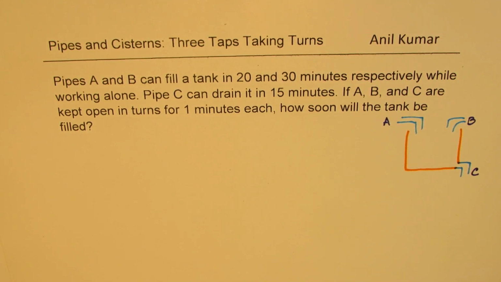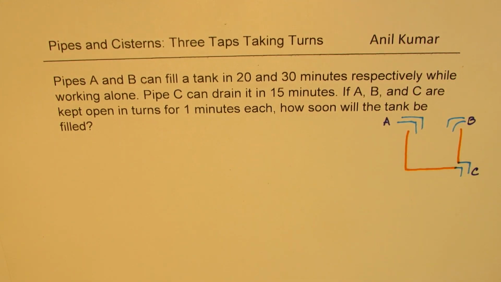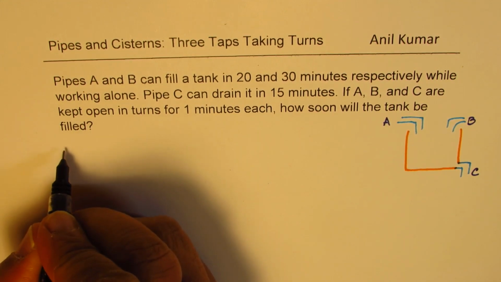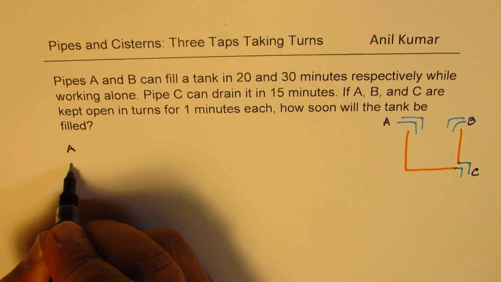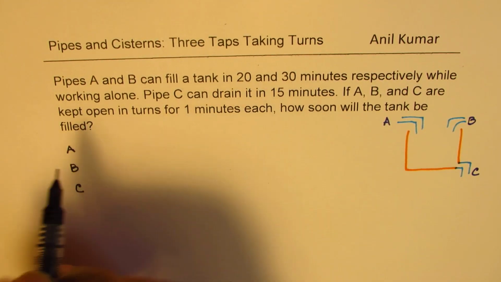Now in all these problems, as you have seen, we are never given any capacity. So we have to assume some capacity to work with. How much water can be filled in this tank is missing, right? So this is what we have to assume. So we are working with three pipes A, B and C and time to fill.